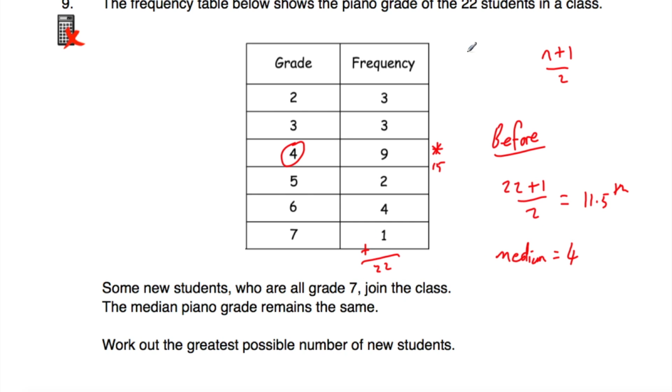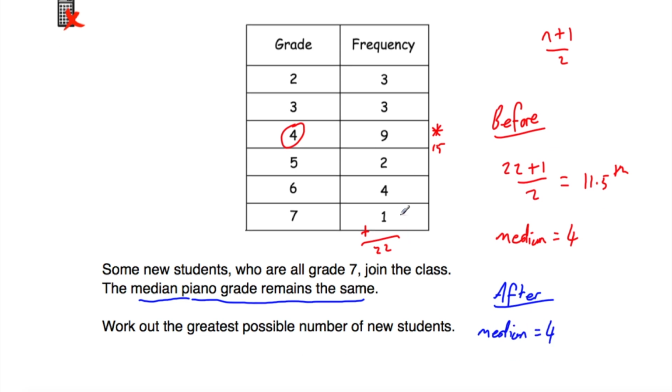So I've now changed the colour of ink from red to blue because we're now looking at after these students joined the class. The median stayed the same. The median piano grade remained the same, so the median will be 4 again. After the students join, the median is still 4. Now all the students that join have got a grade 7. So if we think about the greatest number of students that can join the class, that means the last person having a grade 4, as we're putting these people in order.